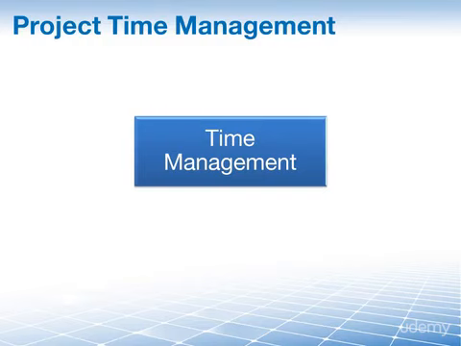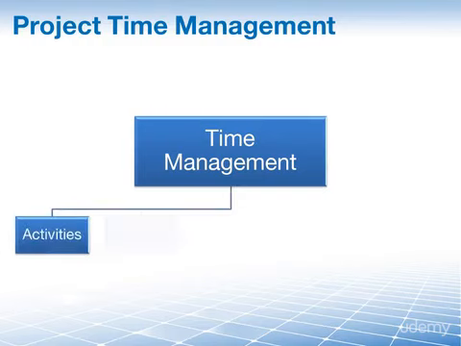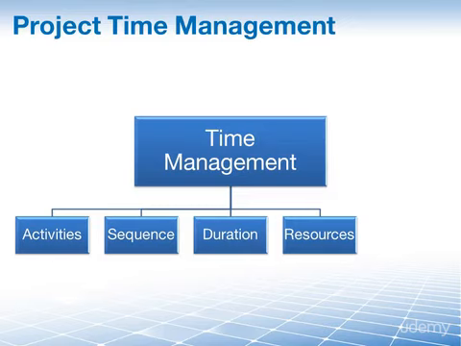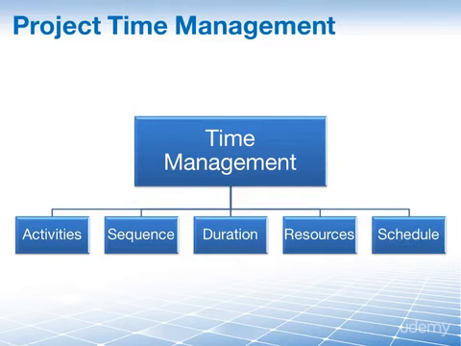And this is accomplished by defining activities which are then sequenced. They're given an approximate duration, they have assigned resources, and of course then a sequenced list of activities of a given time and resources is created, which we call a schedule that is modified and executed over the project life cycle. And now on to the processes which are part of project time management.